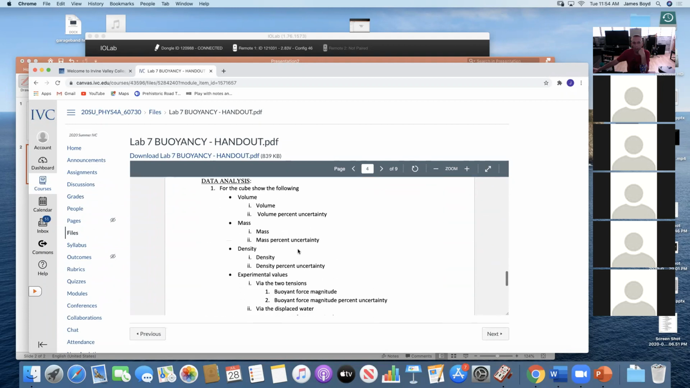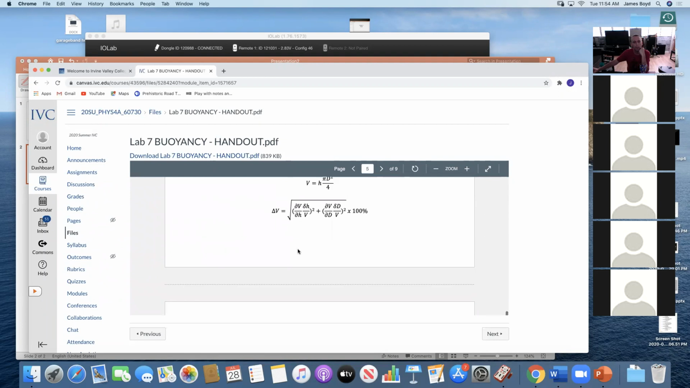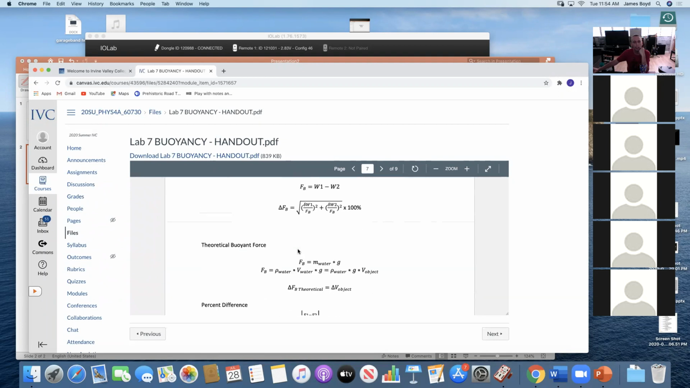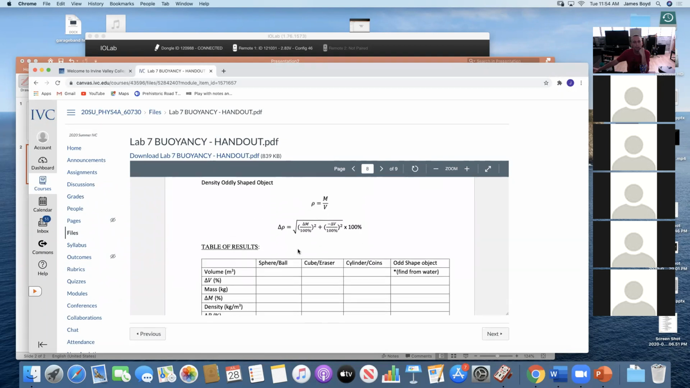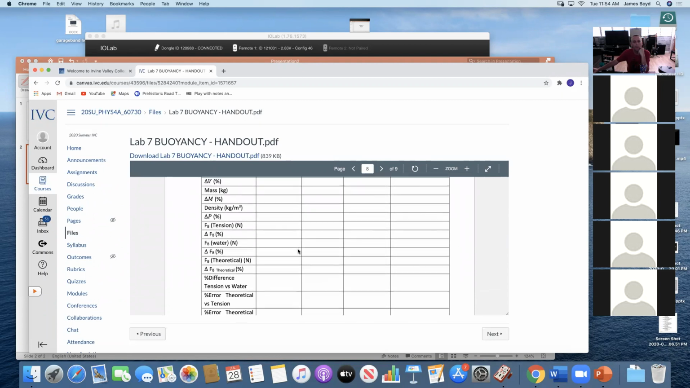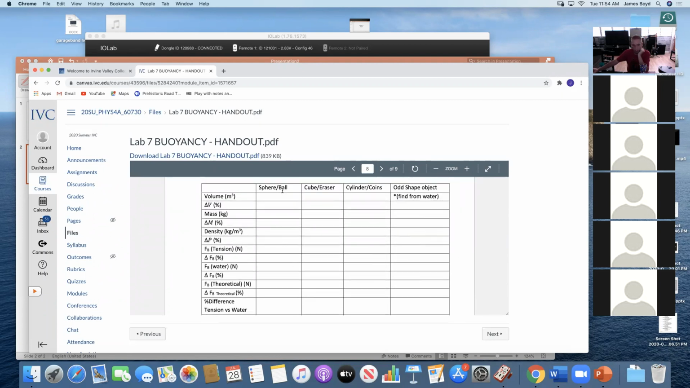I want you to find the volume. Oh, let me look at the table of results. It's actually easier to see there. So find the volume of each object by measurement. Find the uncertainty of each volume, and the formulas for those are given in the data analysis. Find the mass using the tension in the air. Find delta M. Find the density by taking the mass divided by the volume.